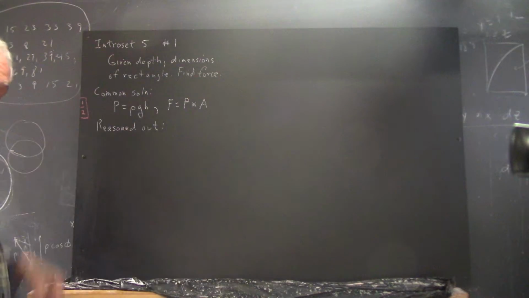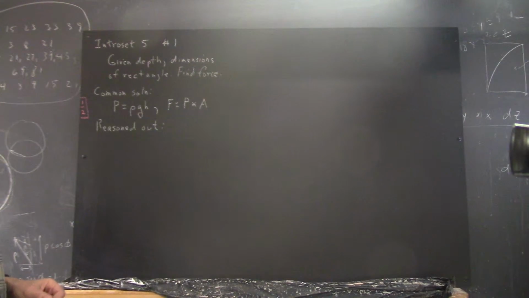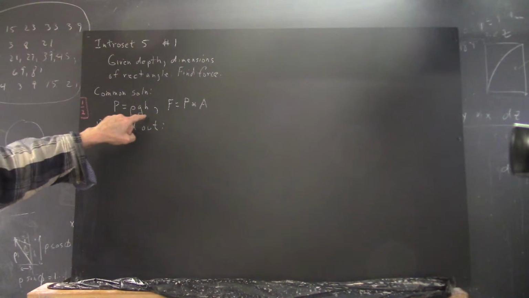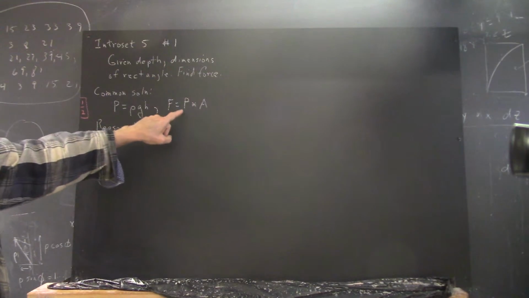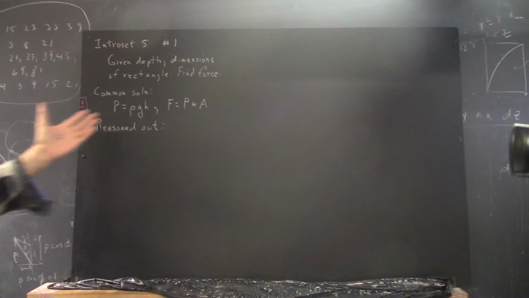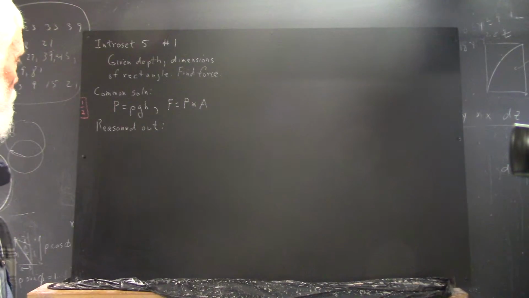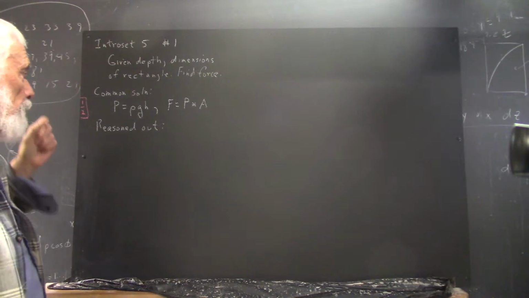Now, a common solution that I saw in class today, after having been through this stuff for a couple of weeks, was, well, we find the pressure, that's rho g h, and then we multiply that by the area to find the force. Now, that's okay, and that would be a full credit solution if I didn't specify otherwise.